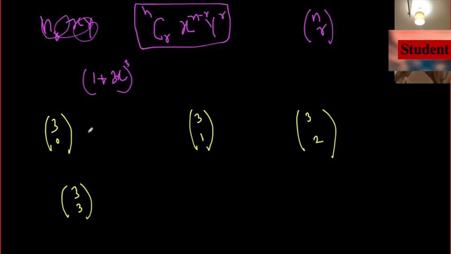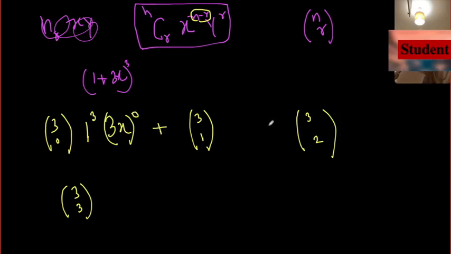Now x is your 1, so 1 to the power n minus r. So n minus r is 3. Is it not true? And y is your 3x, and to the power r, which is your 0. Okay, plus.